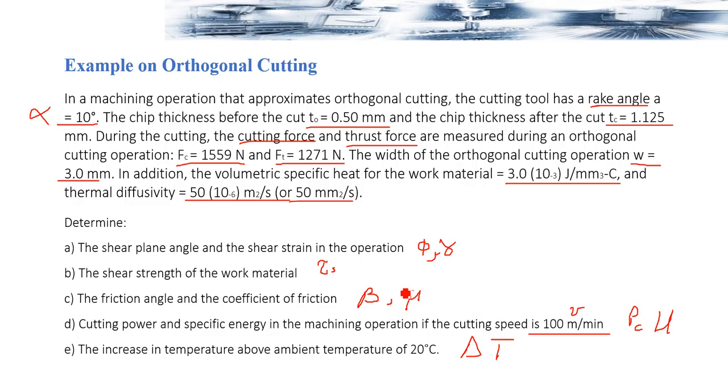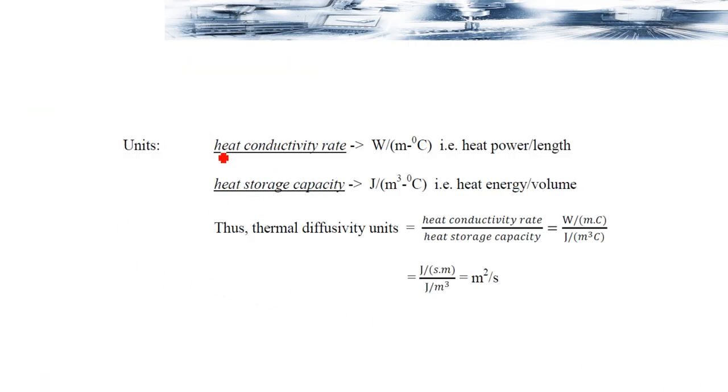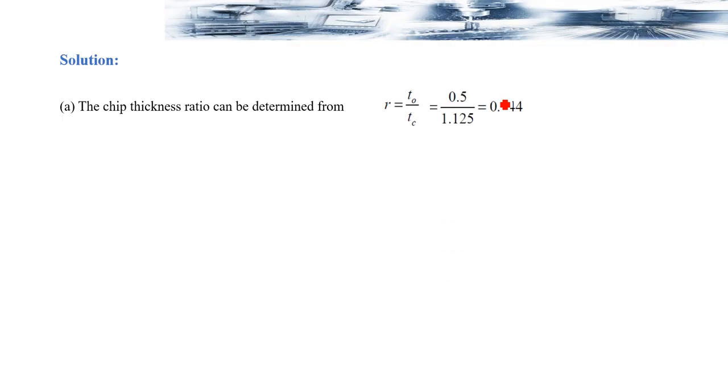So let's start to do the operations one by one. I think the easiest one is going to be the phi. The thermal diffusivity is the ratio of the heat conductivity rate of the material compared to its heat storage capacity. Let's do it through the calculation. Start first with finding the value for the r. The initial thickness was 0.5 and the final thickness was 1.125. We put that in the equation and get the value for r to be 0.444. If this value is more than 1, you are going in the wrong direction.